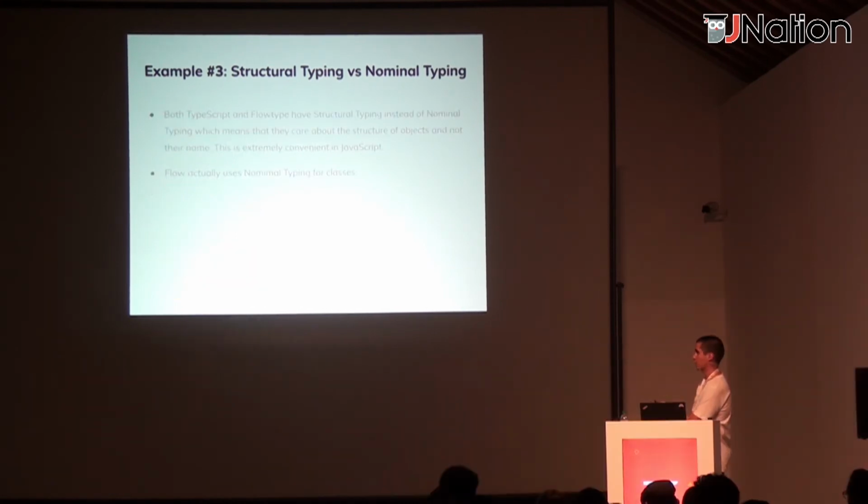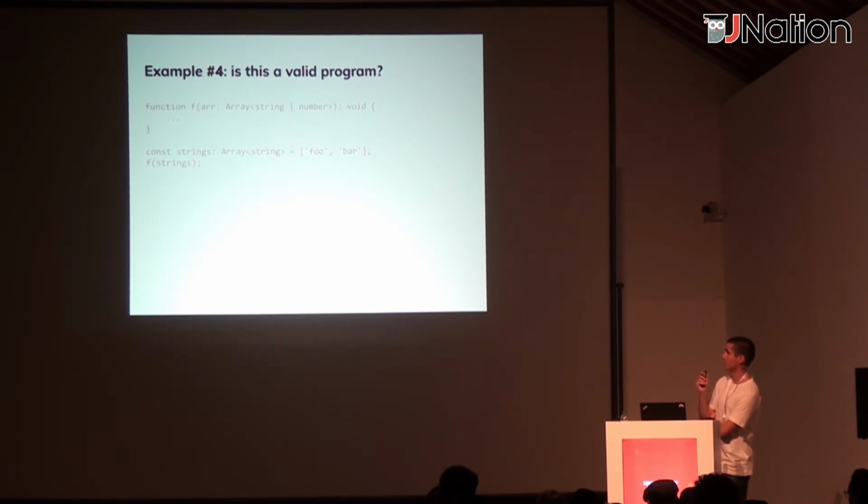And so, once again, Flow and TypeScript made a purposeful choice in their design to actually fit the minds of JavaScript engineers. And now I have my favorite example of all, and this one might be tricky. So we have a function f, and it takes in an array of strings or numbers. And note that this is not an array of just strings or an array of just numbers. The way the notation works is that arr could be an array of strings and numbers, all in the same array. And we declare an array of strings, and we try to pass it to the function.